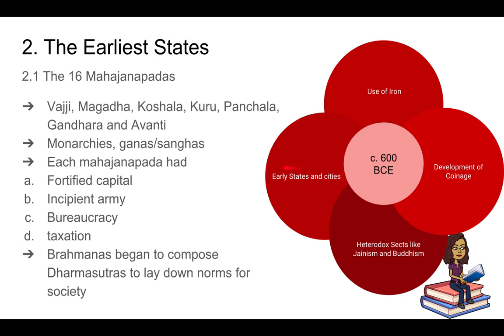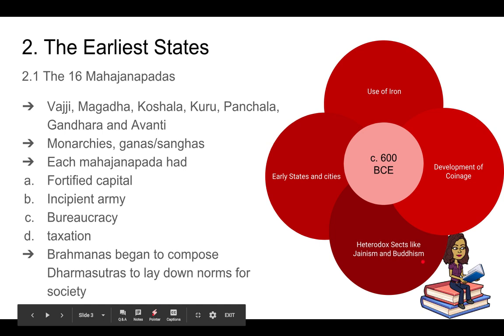And by early states here, we mean the 16 Mahajanapadas. This leads to the development of coinage because there is growing trade, not only within the Indian subcontinent, but also far beyond it. And we also see the emergence of heterodox sects like Jainism and Buddhism at this time.